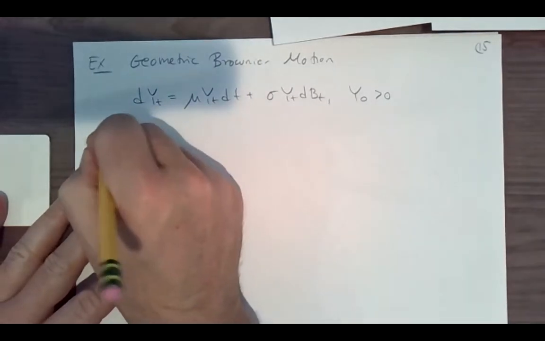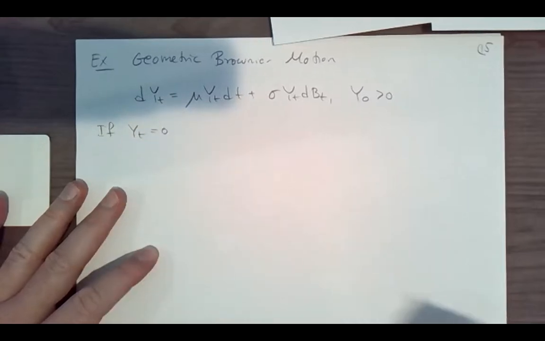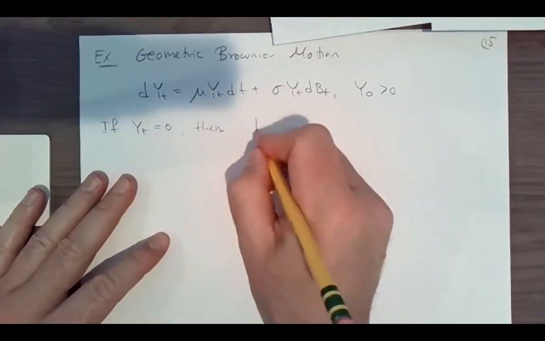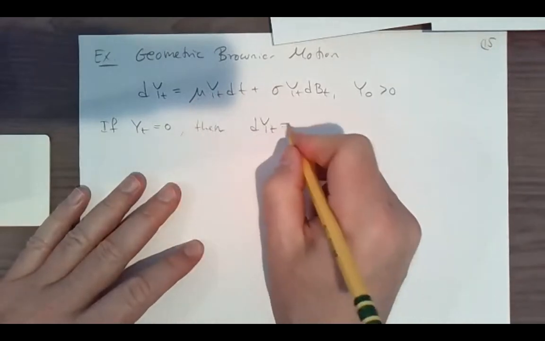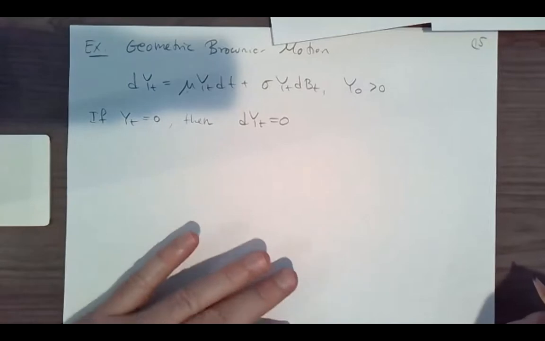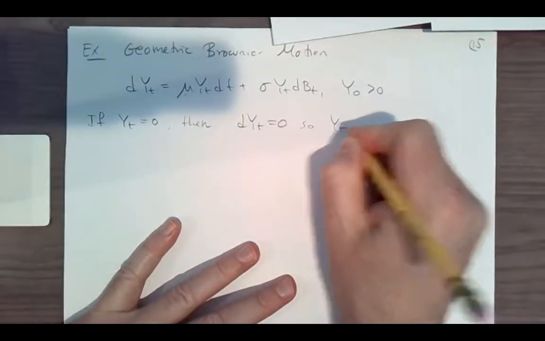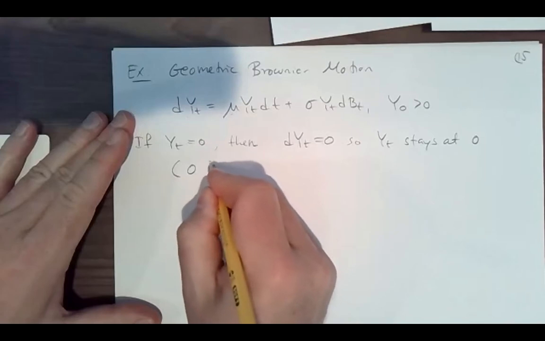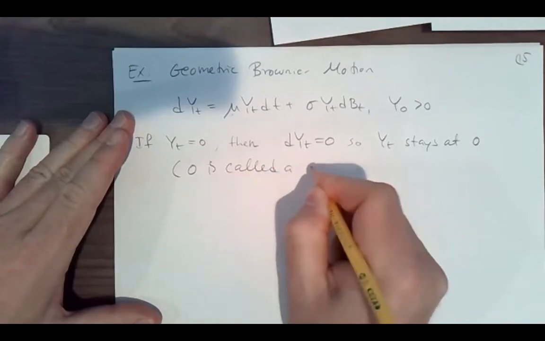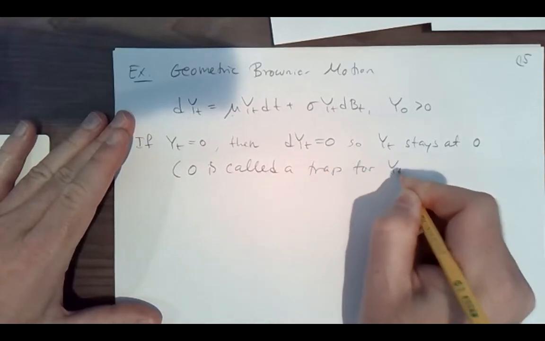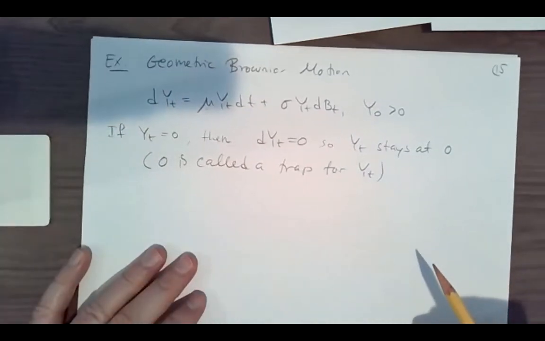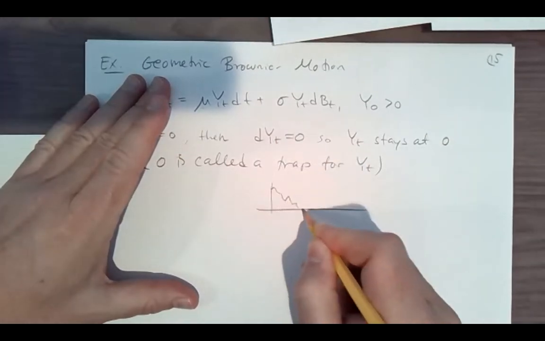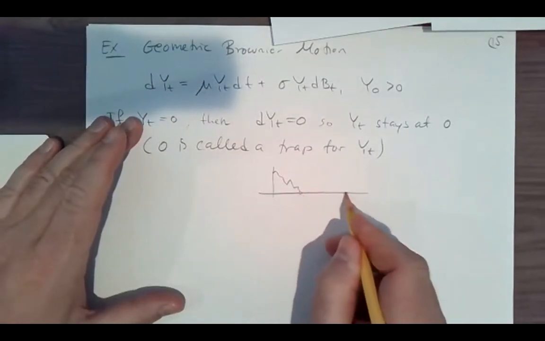So again, you see that if Y_t happened to be zero, then dY_t would be zero. So Y stays at zero. So one also calls zero a trap. If you ever get there, you're never going to get out. Zero is called a trap, right? So what it means is that if you have your process, this is my Y_t, it goes around, it ends up there, it's going to stay there. It's never going to come back out.